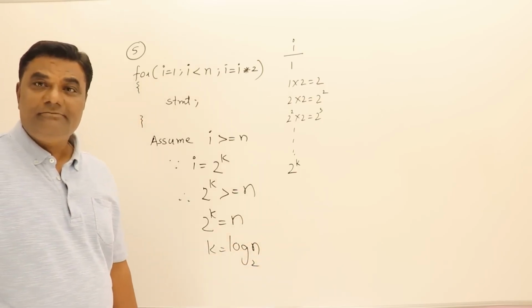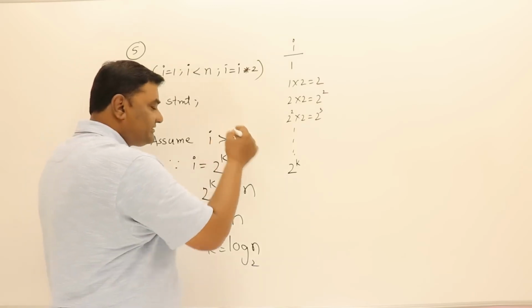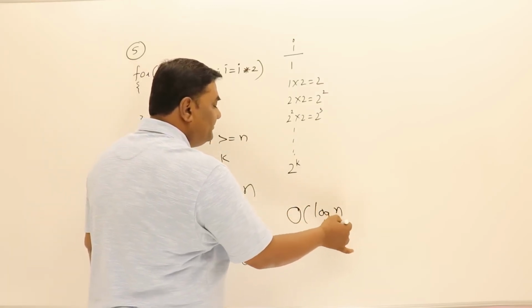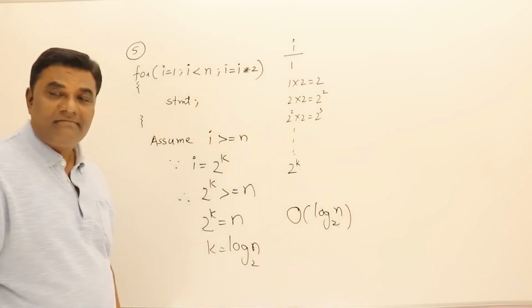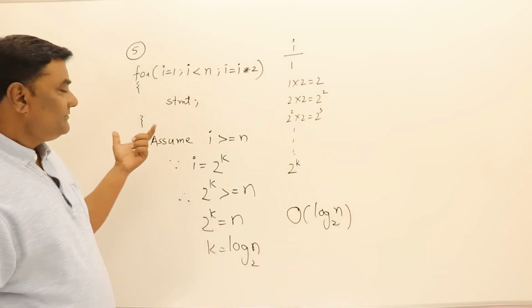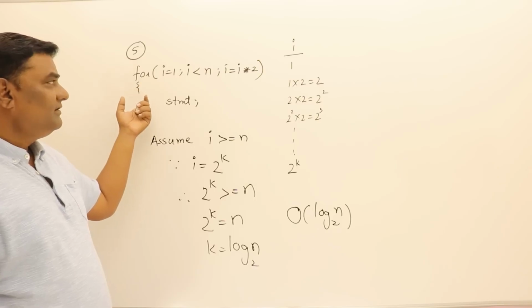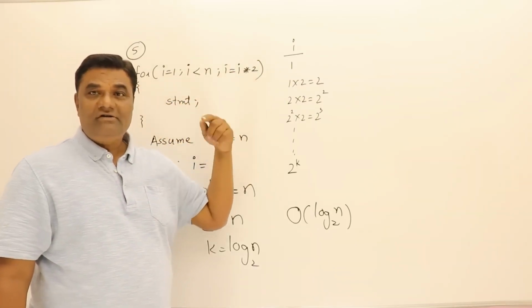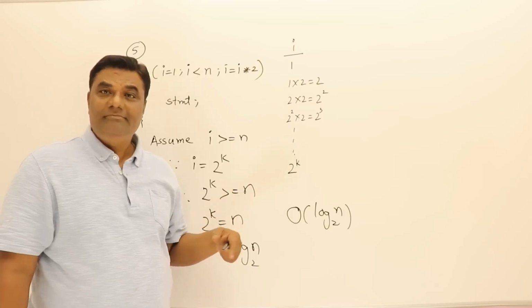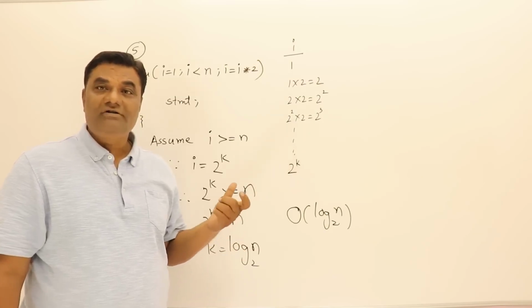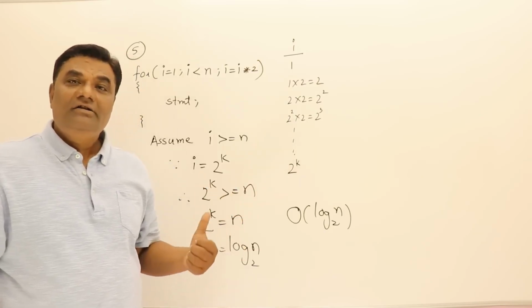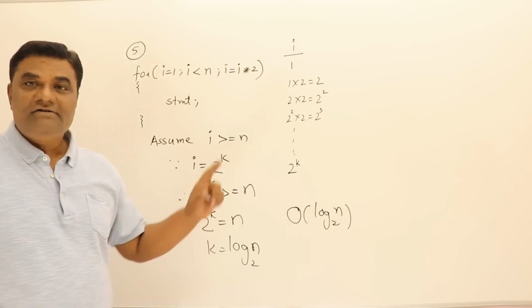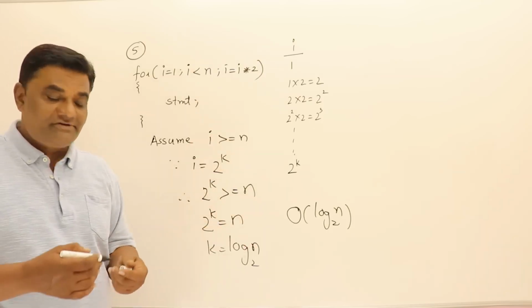Yes, this is the time complexity. So the statement will execute for order of log n base 2 times. So from this we can observe that if you have a loop where the counter variable is not incrementing but it's getting multiplied by something, let us say 2 or 3, then it will take log base 2 time. So it will execute for log base 2 times.